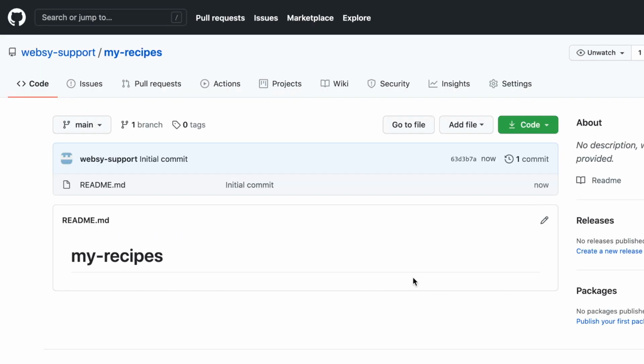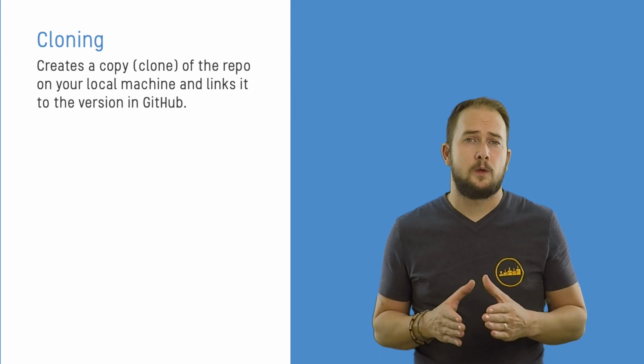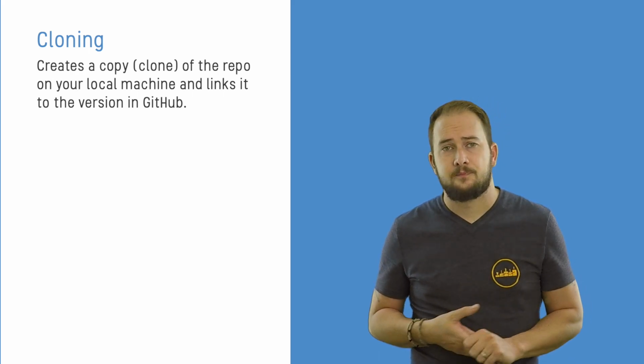This brings us to the repo page, which shows us the structure of the repo, the contents of the README, and links to various other areas which we'll cover throughout the series. The next thing we'll do is clone the repo on our local machine so that we can begin working on our project. The process of cloning ensures that our local repo is correctly linked to GitHub.